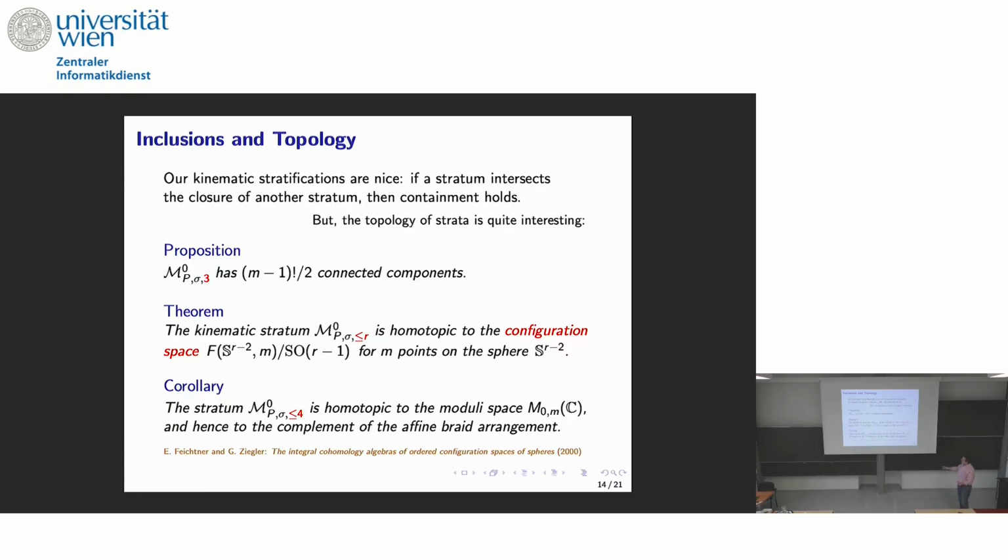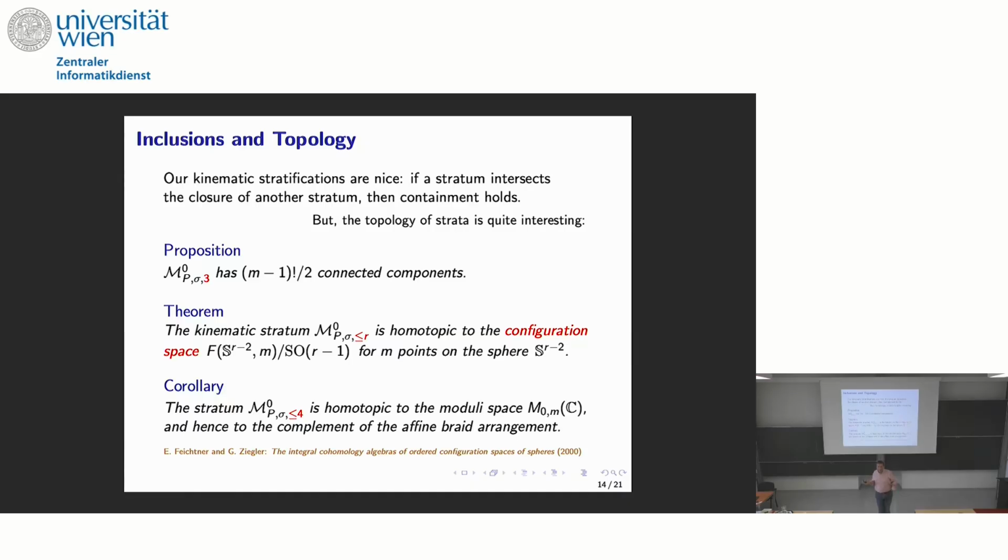Of course, these configuration spaces have been studied. For example, in topological combinatorics, there's a very nice paper by Feichtner and Ziegler from 2000, on the integral cohomology of exactly these things. Now, one case that's quite nice and relevant for physics is the case where R is equal to 4. If R is equal to 4, I'm talking about labeled configurations of m points on the sphere.